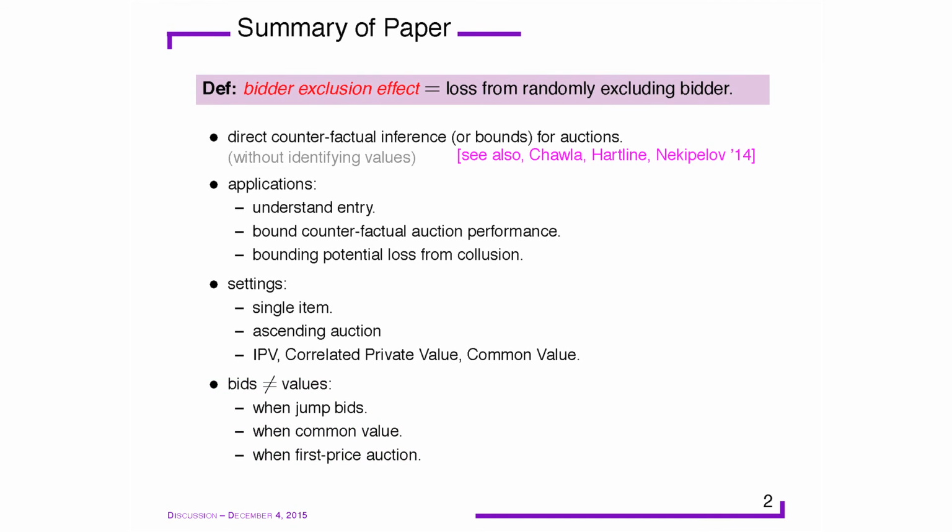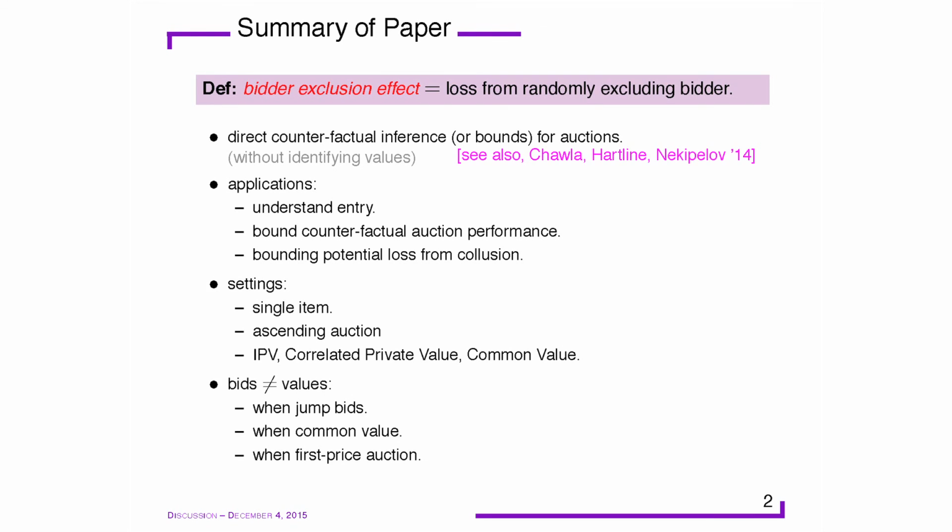Okay, so the paper talked about this bidder exclusion effect, which is the loss from randomly excluding a bidder. And what was nice about this is you can estimate it directly from auction data without having to do things like identify values. And that actually is really important because methods for identifying values require, first, way more data than methods that go directly from bids. And also they involve more assumptions and more complications and more modeling specifics. And if you want to be more agnostic to the modeling specifics, then you need methods like this.